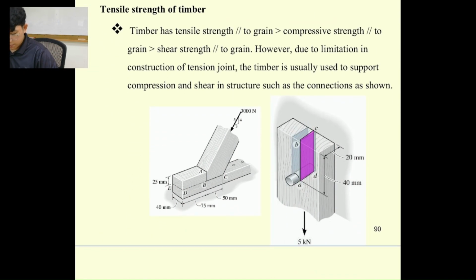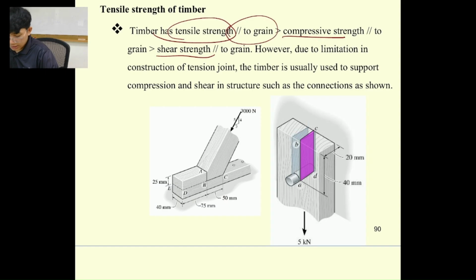For the timbers, I talked about this already. In the previous one we said that timber has a really good tensile strength parallel to the grain compared to the compressive strength and the shear strength. That's why in the testing of wood, we don't test for tensile. We mostly test only shear and compression. So this one can be in the examination.